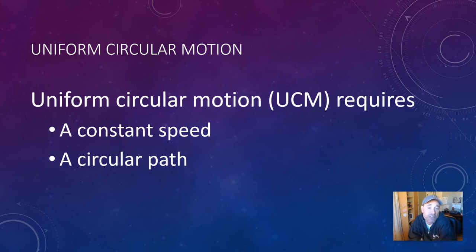So the part that makes uniform circular motion happen is that it requires a constant speed, right? So uniform means constant in this case. Secondly, it needs to be following a circular path. So as long as you have those two things, we get uniform circular motion.